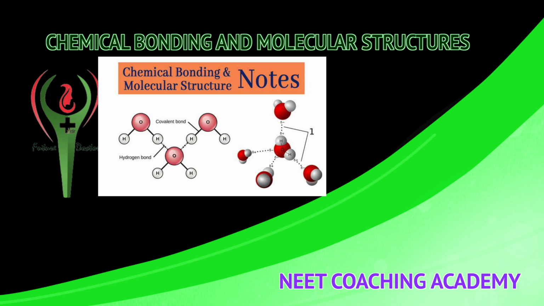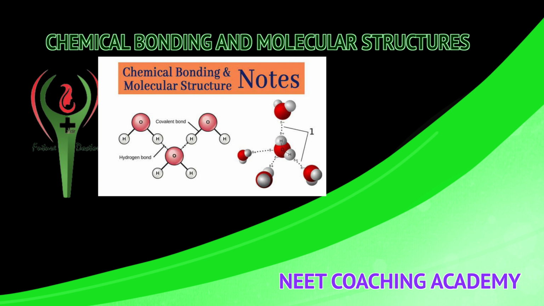Now we are going to look into the polarity of the bonds. In reality, no bond in a compound is either completely covalent or ionic. So even if you take a covalent compound, no bond is completely covalent, and in any ionic compound, no bond is completely ionic.